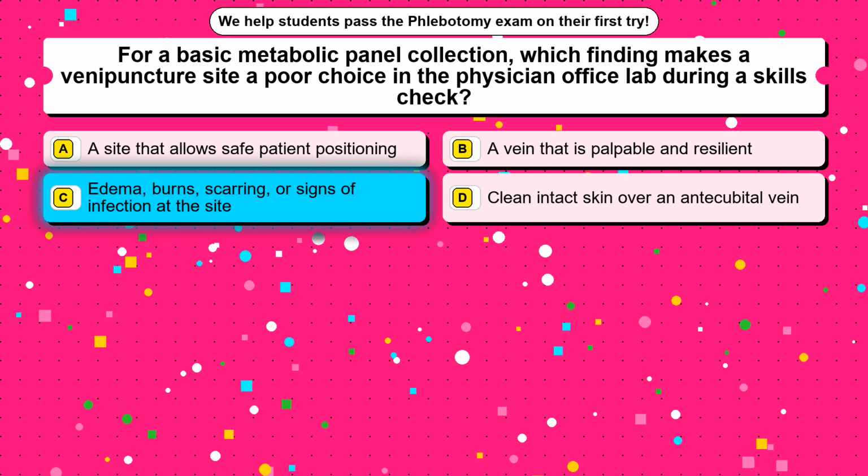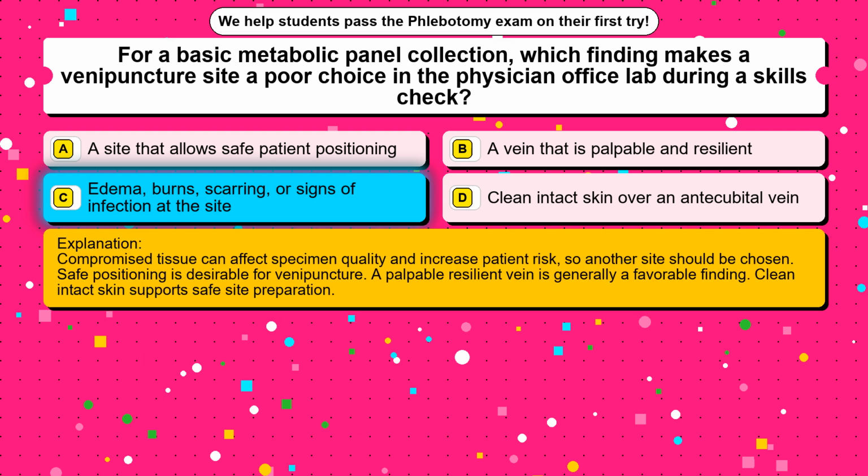The correct answer is option C. Edema, burns, scarring, or signs of infection at the site. Compromised tissue can affect specimen quality and increase patient risk, so another site should be chosen. Safe positioning is desirable for venipuncture. A palpable resilient vein is generally a favorable finding. Clean intact skin supports safe site preparation.